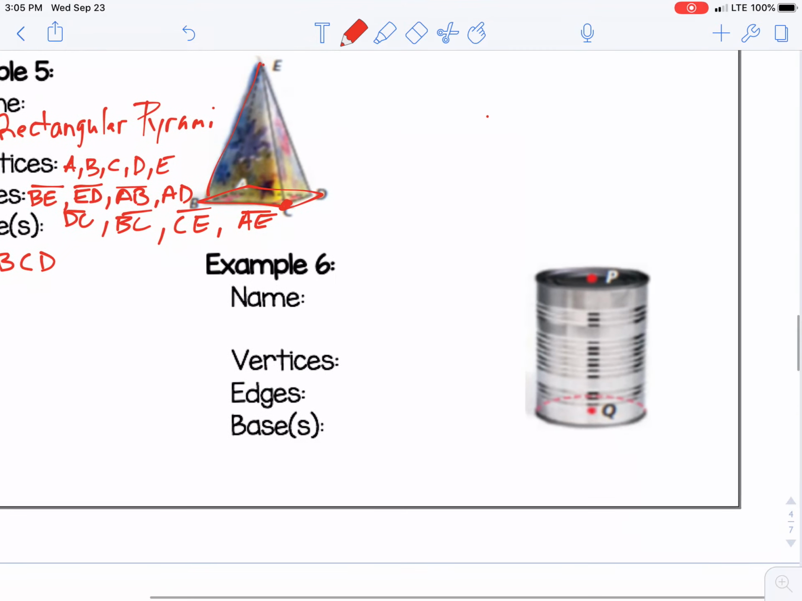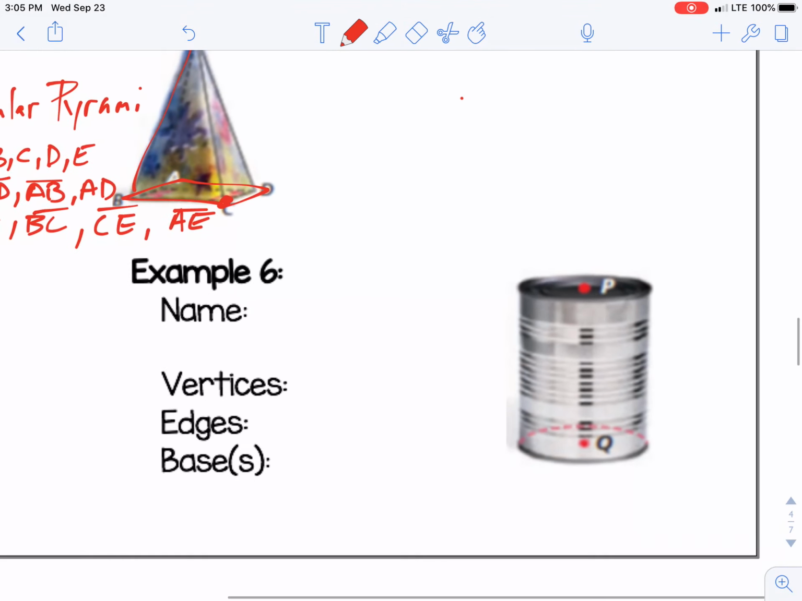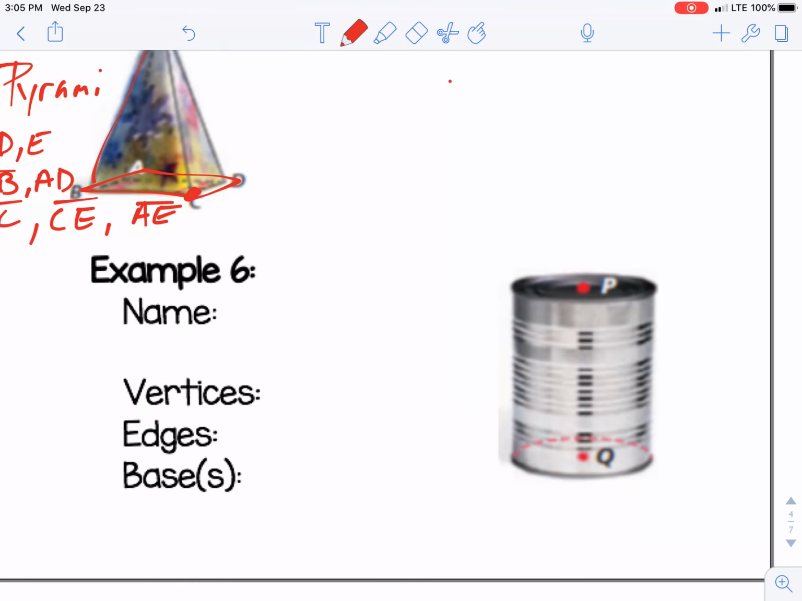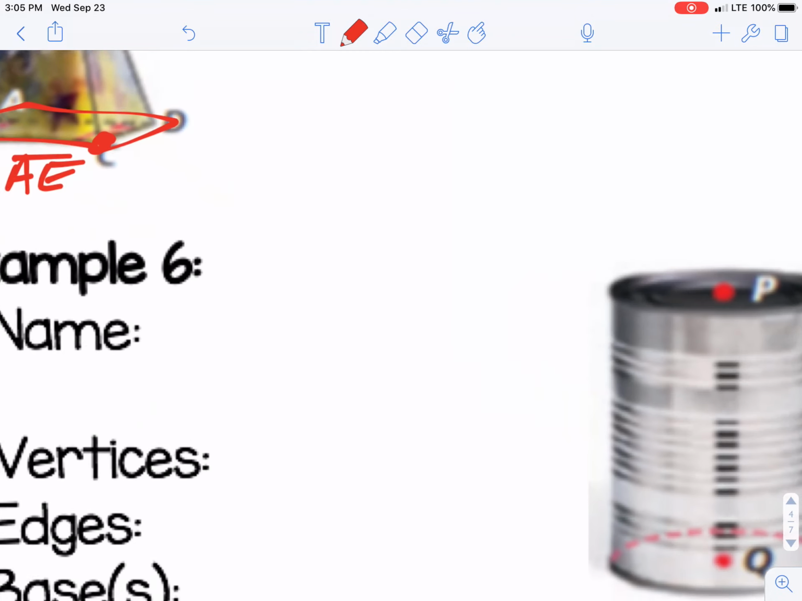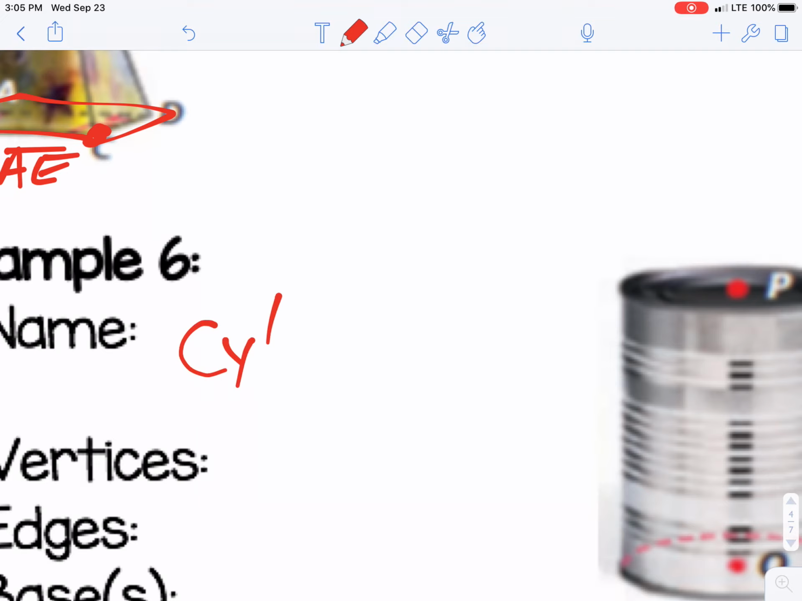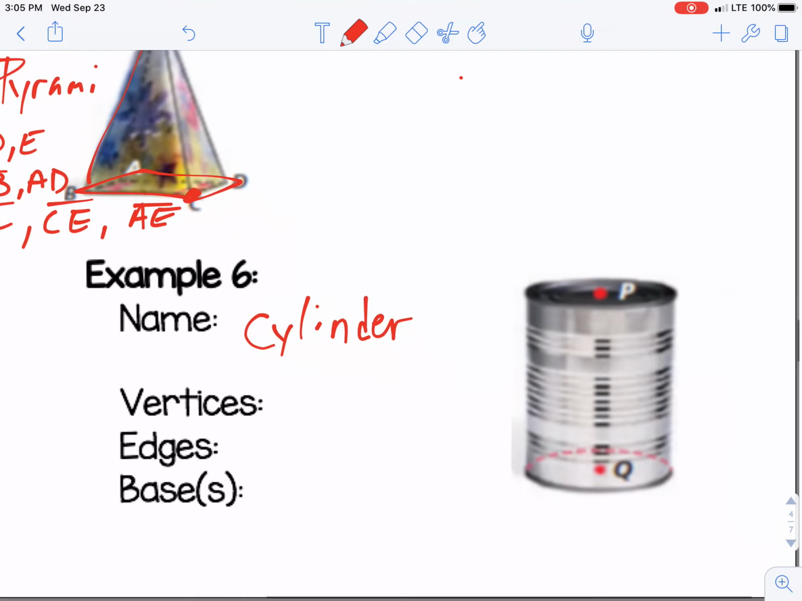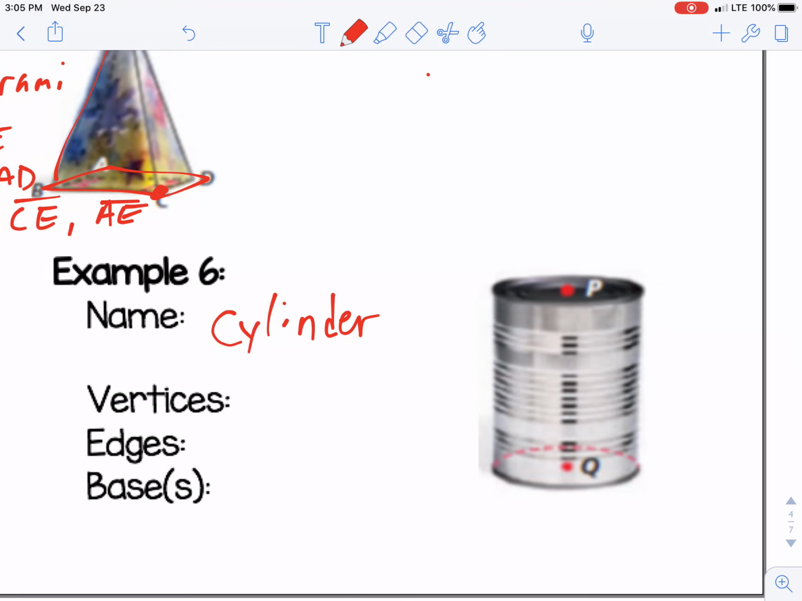Okay, now we jump down to this one. Name, it's got circles and it looks like a can, so this is called a cylinder, not a circular prism, a cylinder. Its vertices, it doesn't have any spots or edges. Okay, it's rounded all the way around, so there are none. There are none. And the bases are circles.